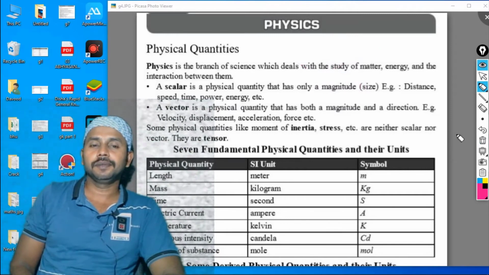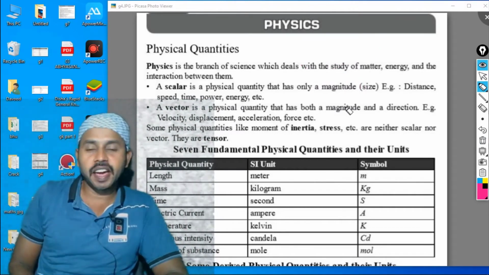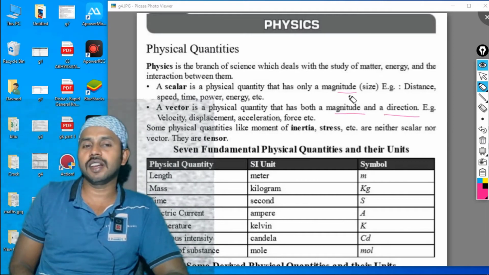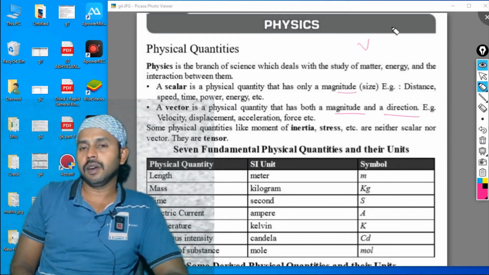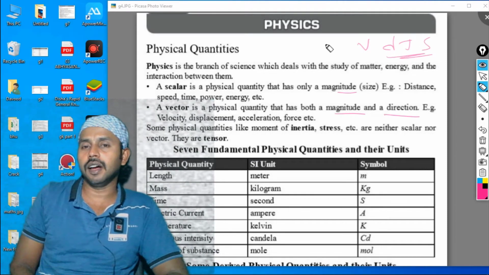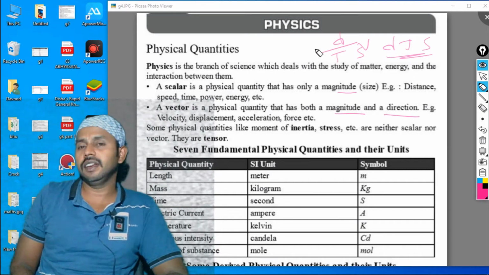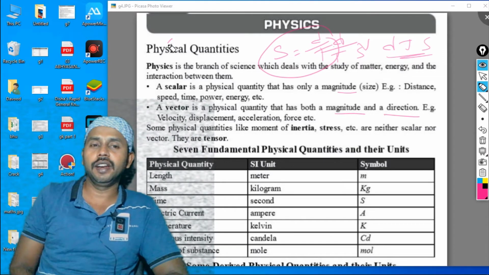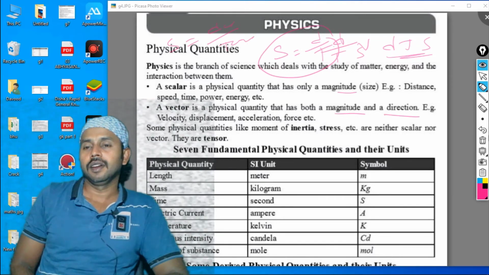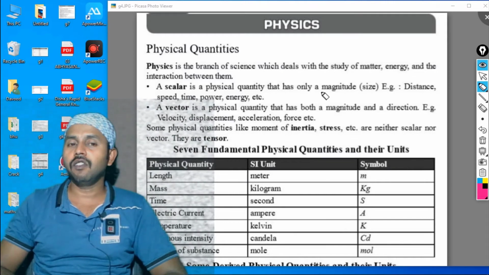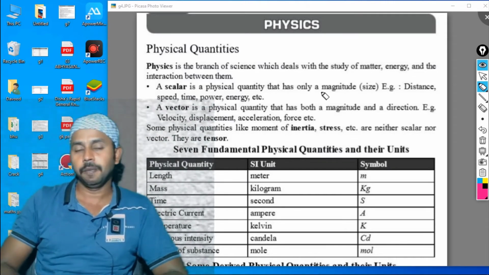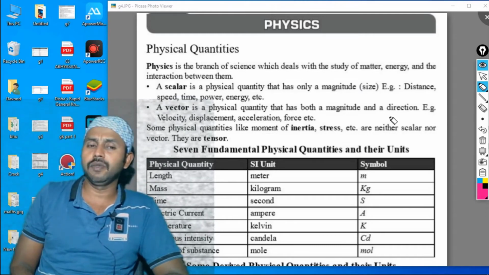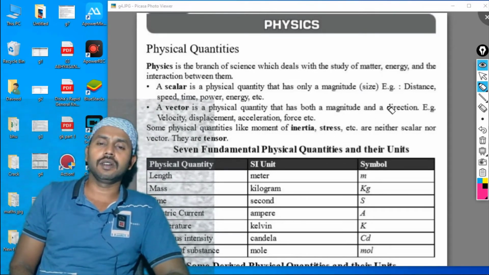A vector quantity is a physical quantity that has both magnitude and direction. Examples are velocity, displacement, acceleration and force. For example, speed is distance by time: speed equals d by t. But velocity means the rate of change of displacement. The rate of change of displacement definitely has some direction. It will be explained in future topics, so don't worry about that now.